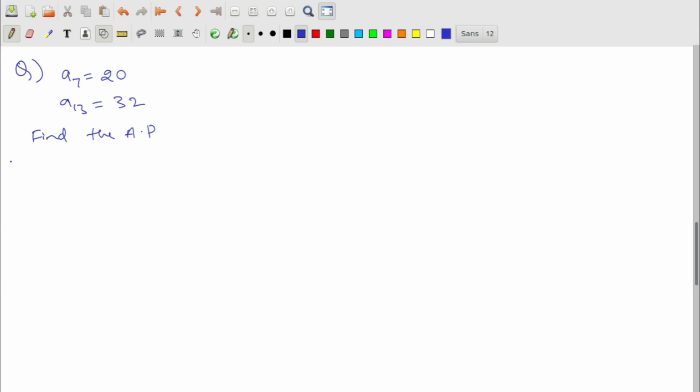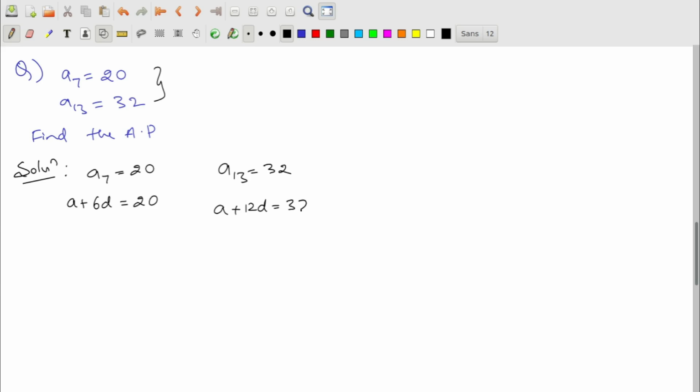Okay, so now let's see the solution. So first again start from the given data. So this is our given data, a7 is equal to 20, same an formula, so a plus 6d is equal to 20, and a13 is equal to 32, a plus 12d is equal to 32, right? So take this as equation 1 and then equation 2.